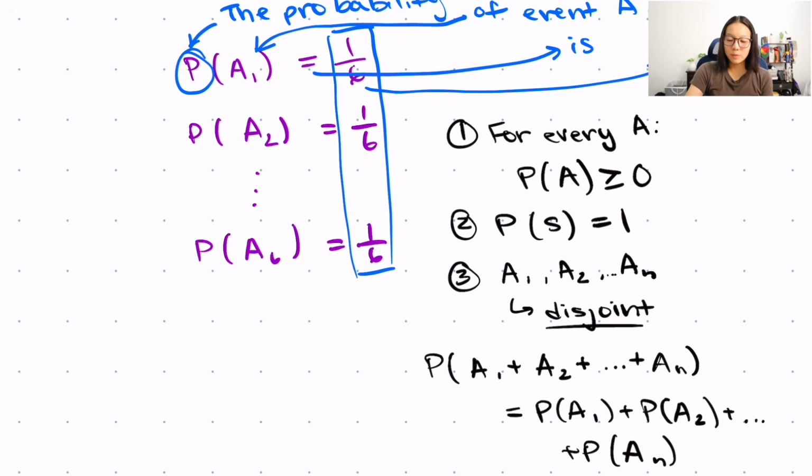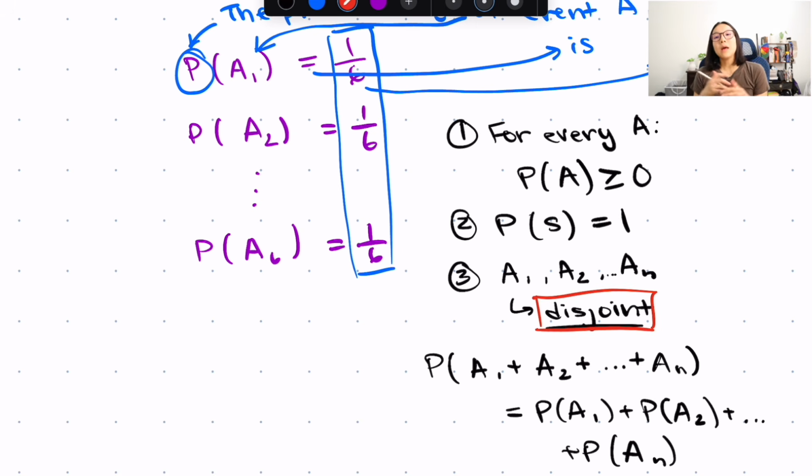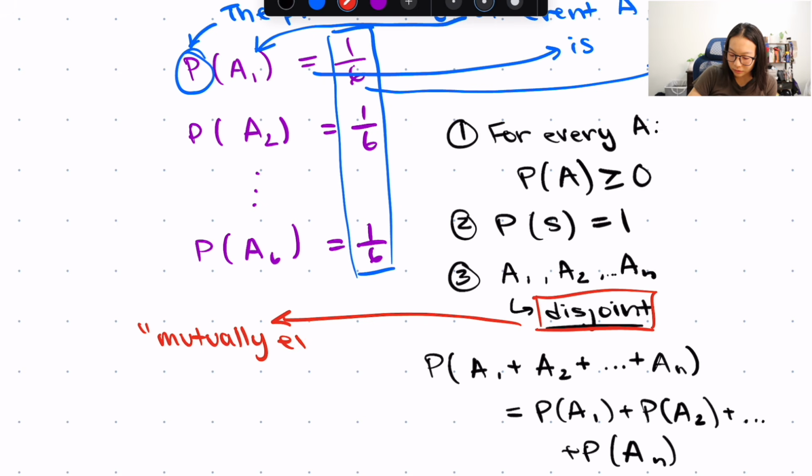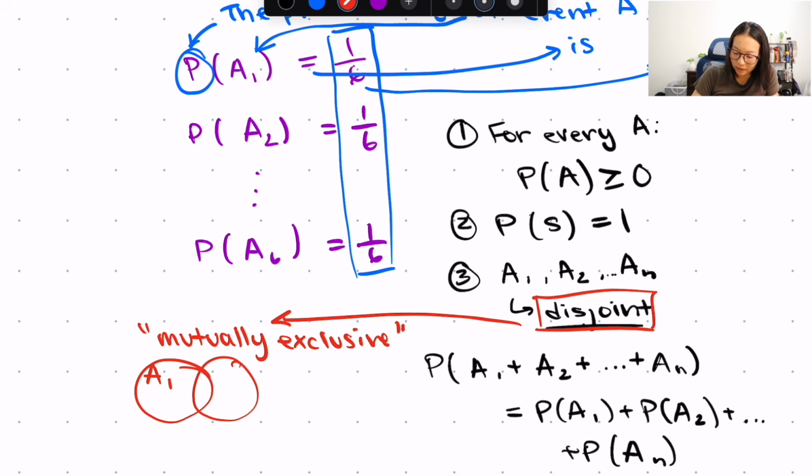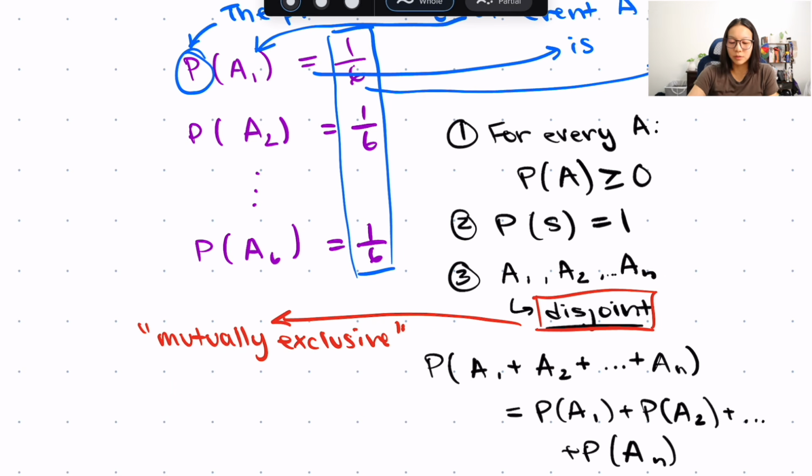Now, let's go back one step. What does disjoint mean? That basically just means that they don't overlap. Another word for disjoint is mutually exclusive. And this means that A1 cannot overlap with A2, so the overlap in here is 0. So they're disjoint when 2 events cannot overlap with one another.